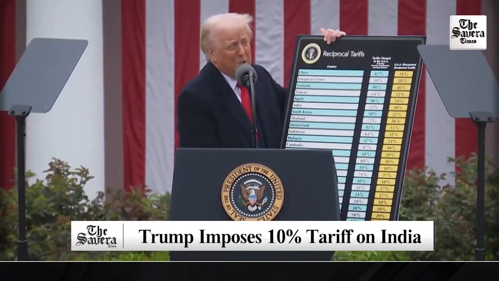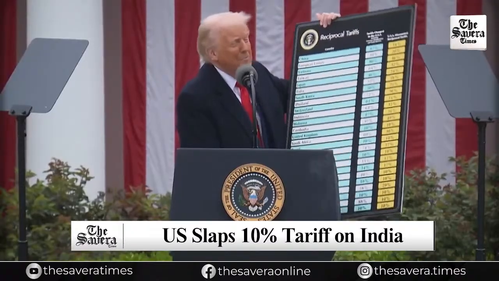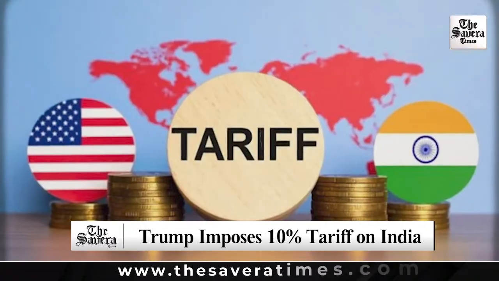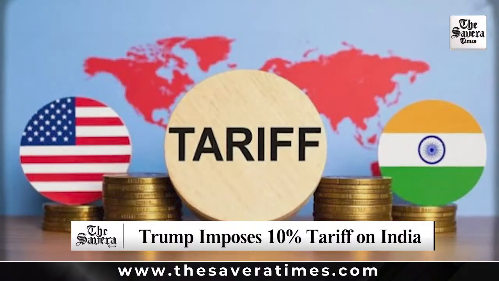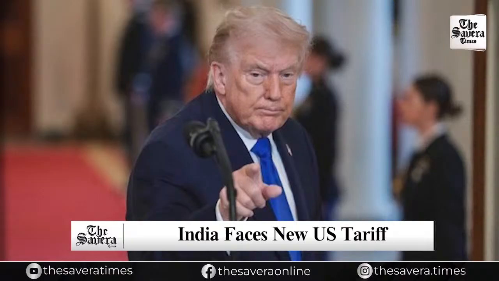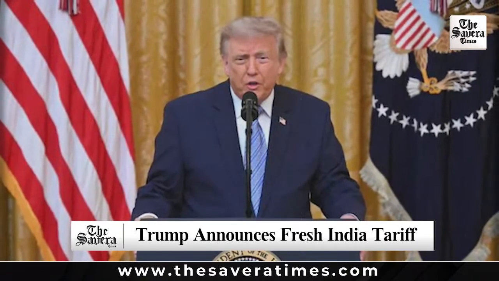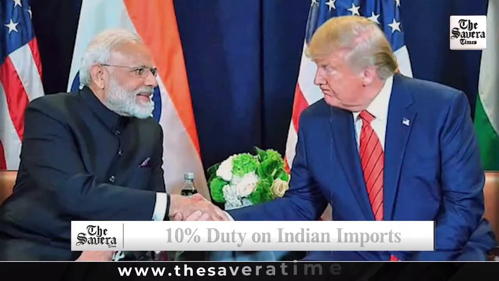The tariffs were formally announced by U.S. Trade Representative Jamieson, who confirmed that the U.S. has imposed new duties on imports from 60 nations under Section 301 of the Trade Act. The decision comes just before the expiry of the temporary 10% universal tariff that was introduced earlier this year after the U.S. Supreme Court struck down Donald Trump's earlier reciprocal tariff policy.